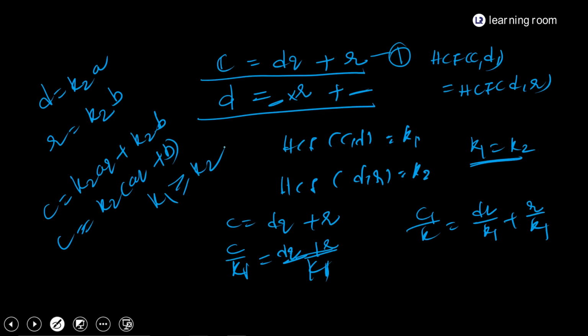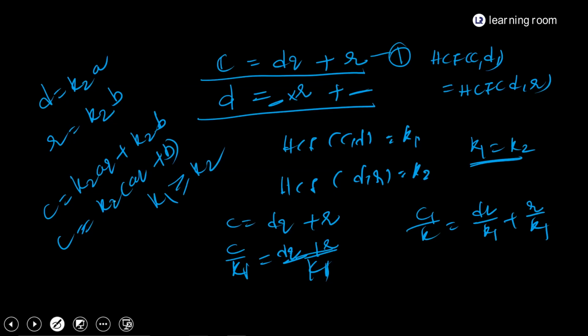So we should prove R is less than or equal to 0. Less than K2 is a factor of C and D.